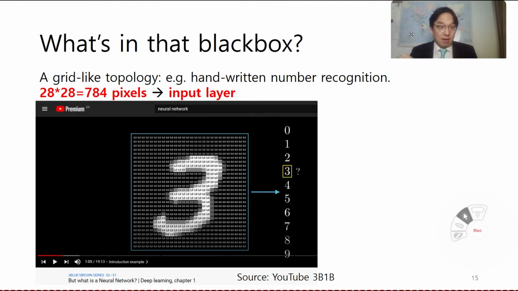Somebody wrote the number 3, and it's recognized in a 28 by 28 grid, which is 784 pixels. That's the input layer. This input layer will be on the left-hand side, with 784 numbers. Then there will be hidden layers, and then the output layer. How many hidden layers? We don't know. The output layer has to be the digits 0 to 9, so 10 activation nodes are there.